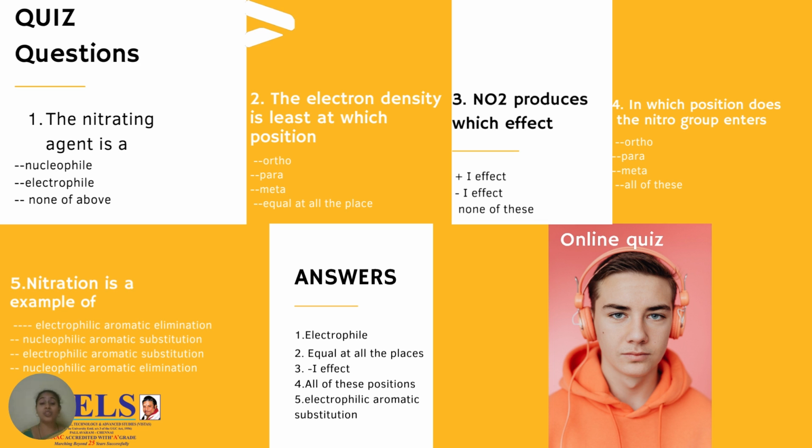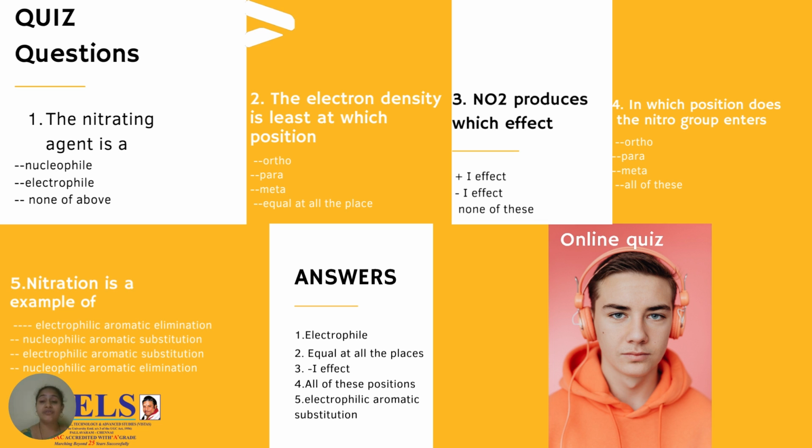But if you consider any mono-substituted benzene, then due to the presence of that substituent, there will be a difference in the electron density on benzene. Generally, if an electron releasing substituent is present, then the density will be higher at the ortho and para positions. Then coming to the third MCQ, NO2 produces which effect? NO2 is an electron withdrawing group. As it withdraws the electrons from the benzene, it gets the negative charge. That's the reason it is called the minus I inductive effect. So option 2 will be the correct one.